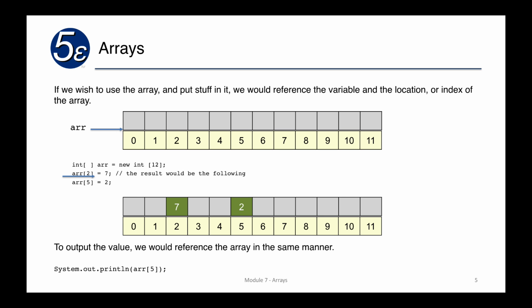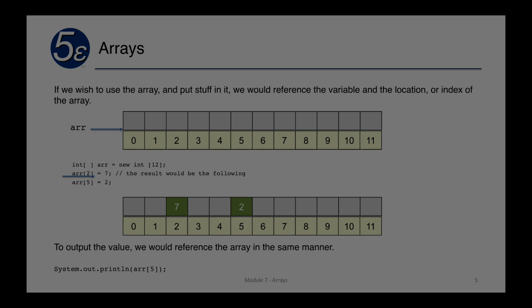So we can see here with ARR[5] equals 2, we are basically going to go to the ARR referenced array. We're going to go to the index 5, which is the 6th location, and we're going to put in the number 2. If we want to output the value, we just reference it the same exact way. I could do something as simple as System.out.println(ARR[5]), and it will basically return the value that is in that location, which is the value 2.